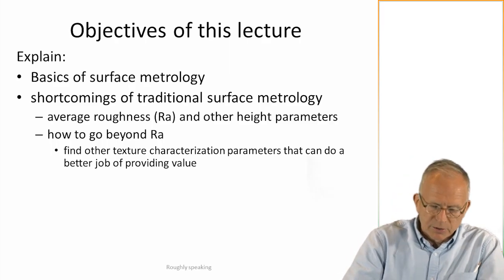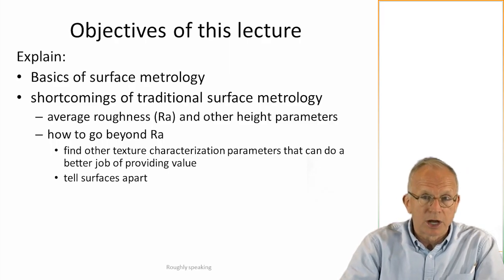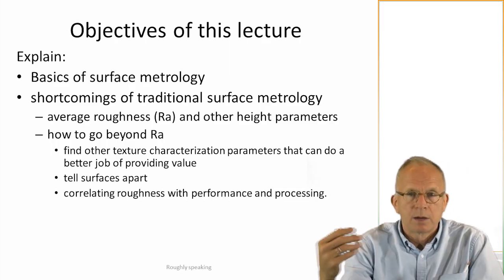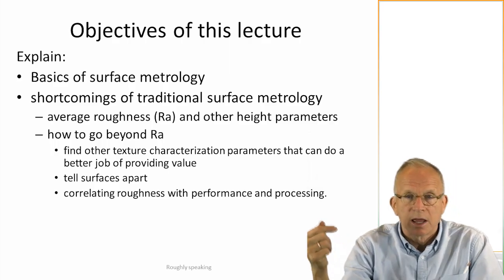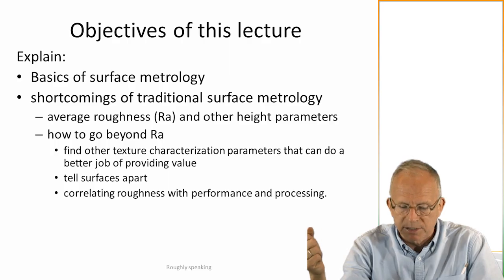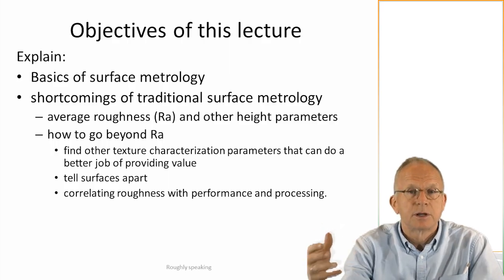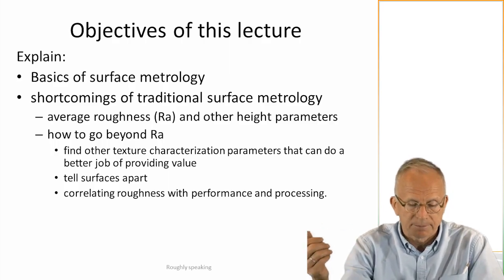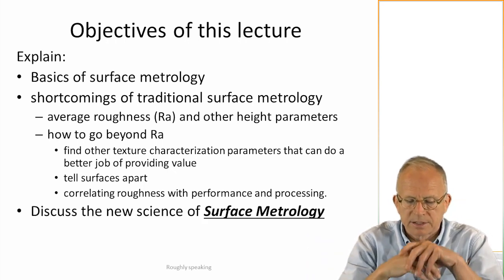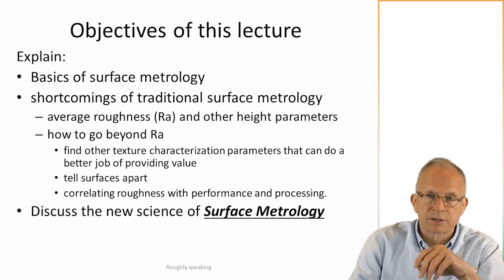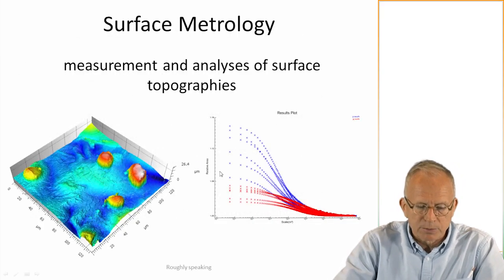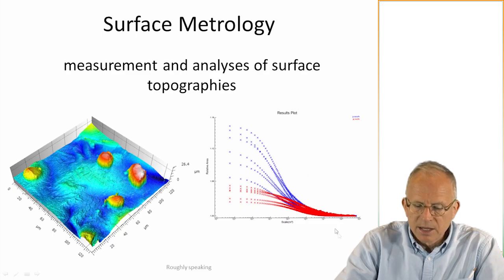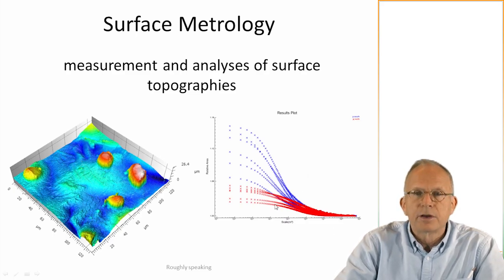And some other characterization parameters can do a better job at telling surfaces apart, and importantly in the context of this course, for correlating roughness with performance and with processing. So this enables product design and process design. And I have something of a new science in surface metrology that we'll talk about as well. So surface metrology is the measurement and the analysis of surface topographies.